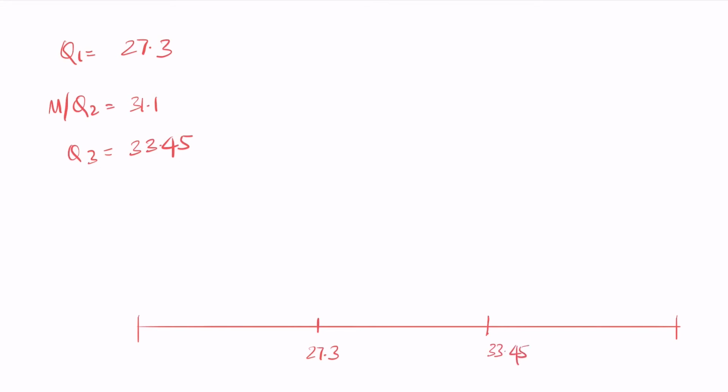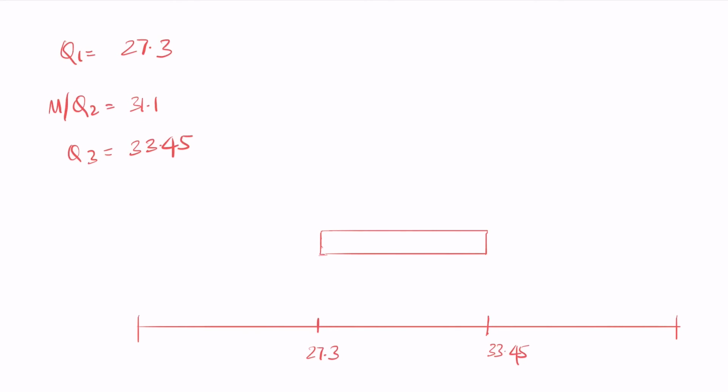Now what we can do now is draw a rectangle. So the rectangle is drawn right at the point where 27.3 and 33.45 come through. So draw a rectangle there. So once we draw the rectangle, what you can do now is you can draw the whiskers.